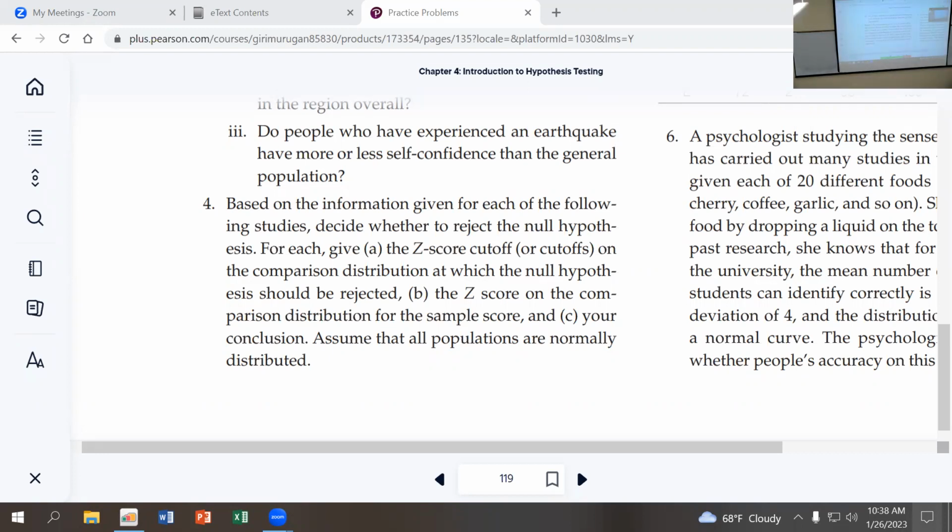And that is problem number 4. The information is coming up, but for each case, they want you to give the cutoff score for the comparison distribution. What is another name for comparison distribution? I wrote it in the notes.